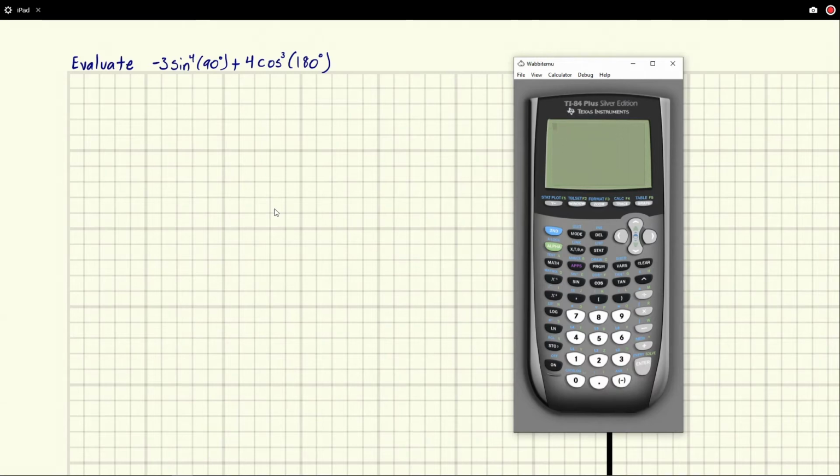Eric Burgess here, and we've been told to evaluate this expression: -3 sine raised to the fourth power plus 4 cosine cubed of 180 degrees, and the sine is of 90 degrees.